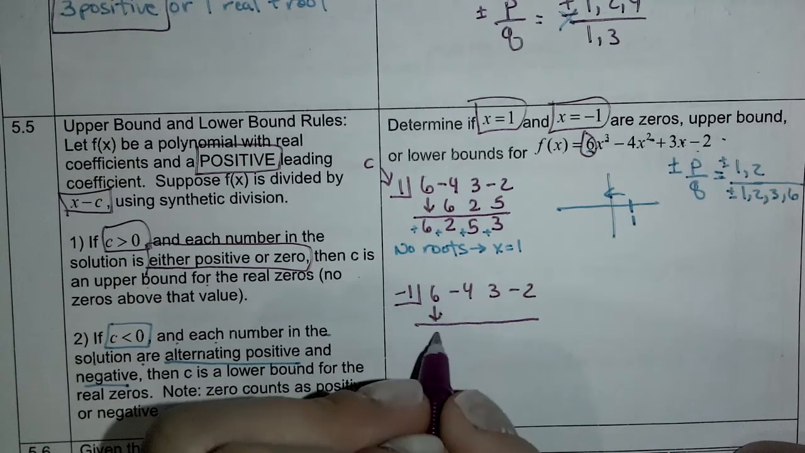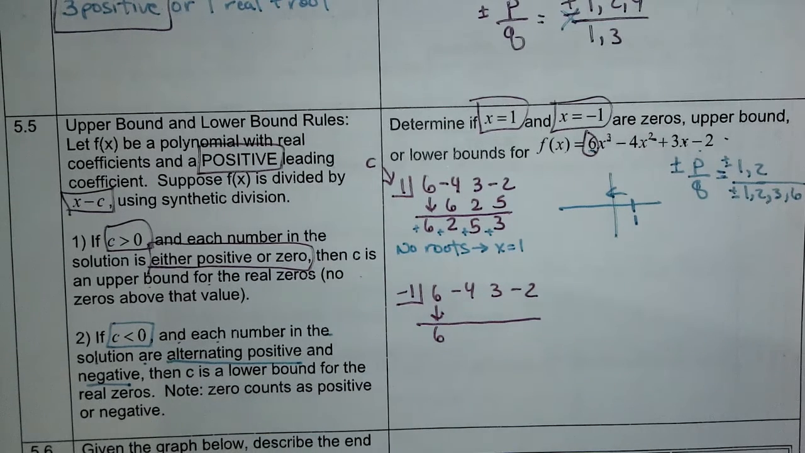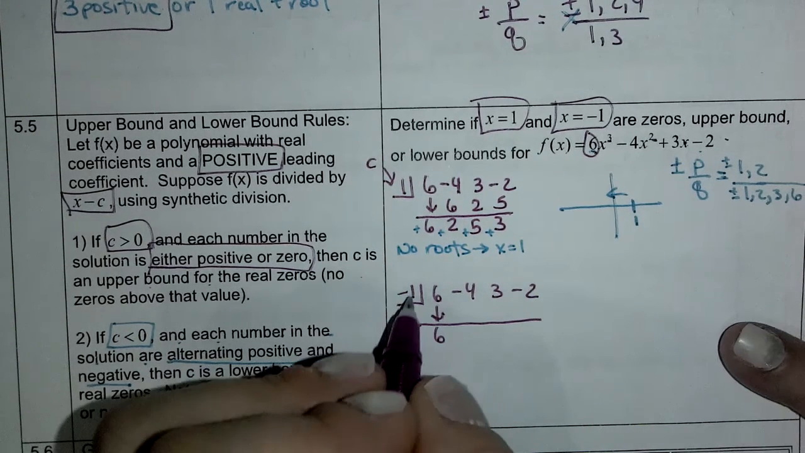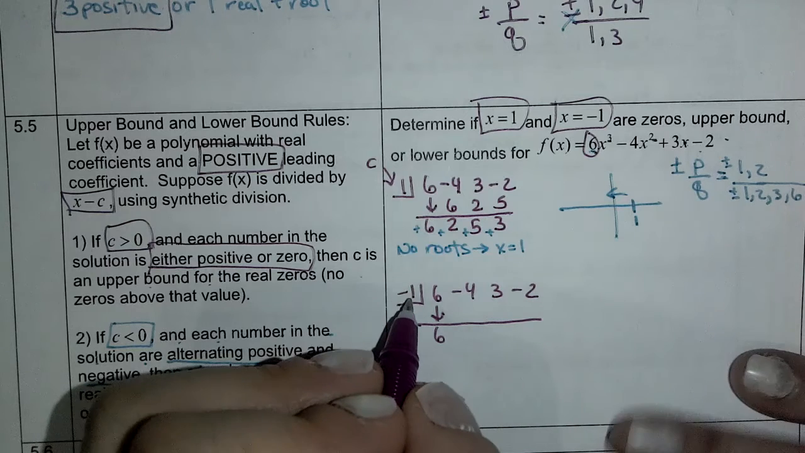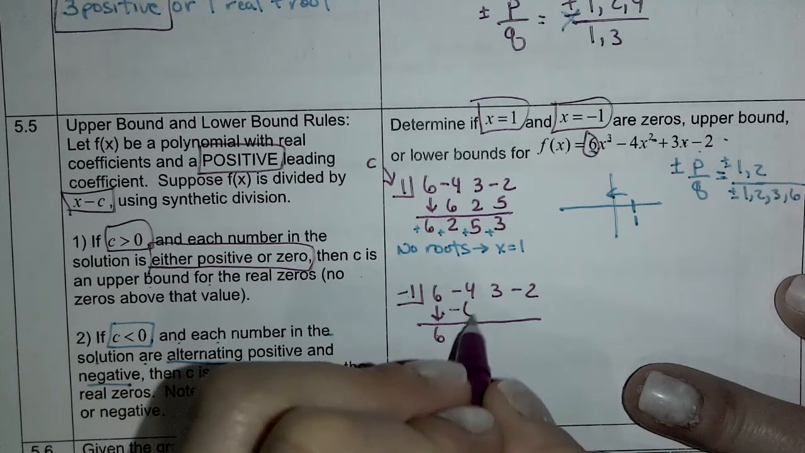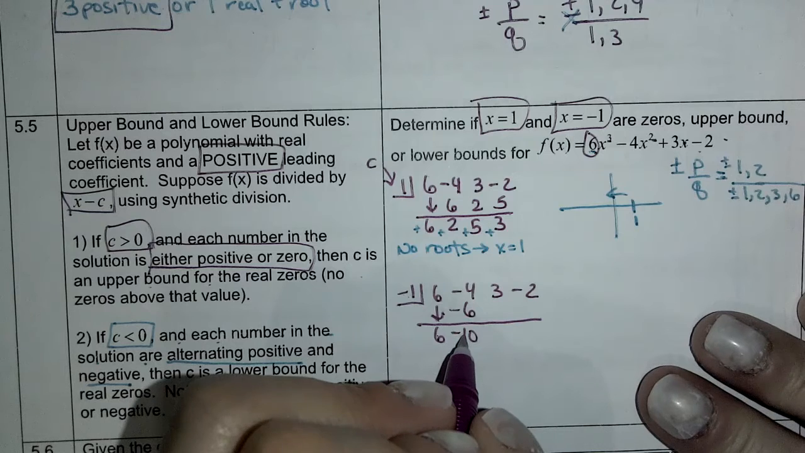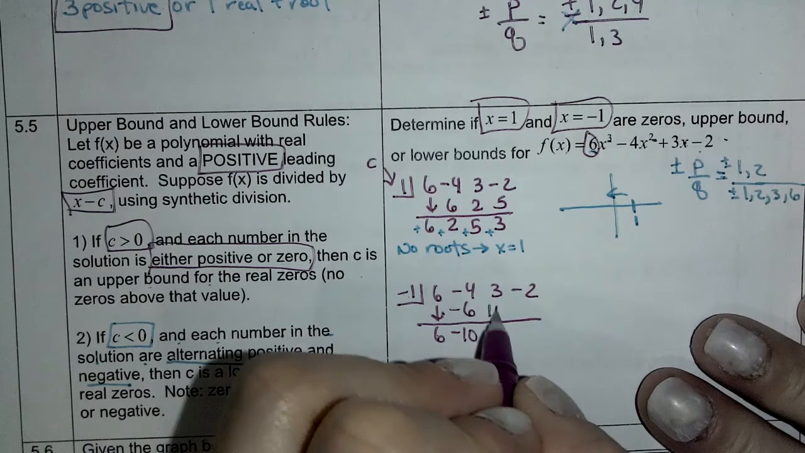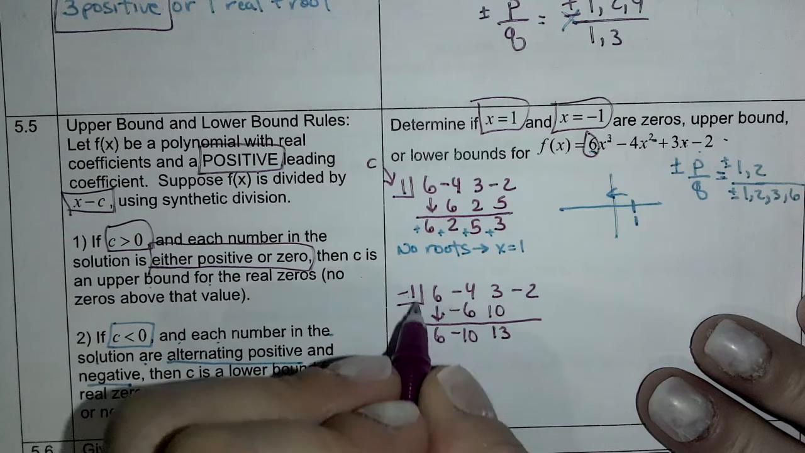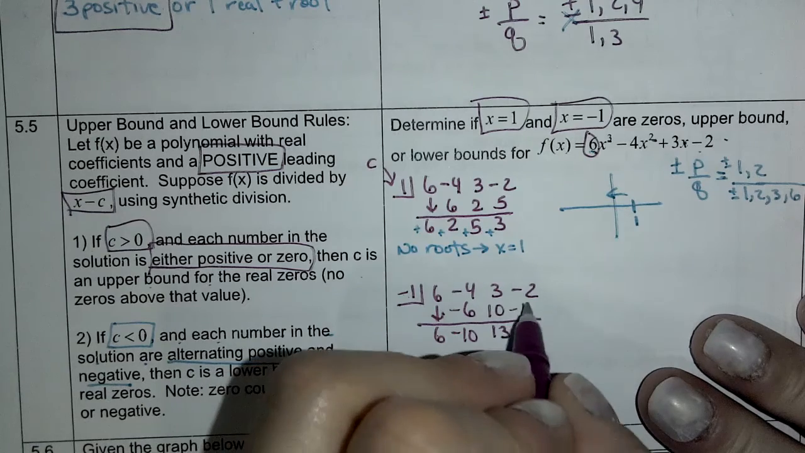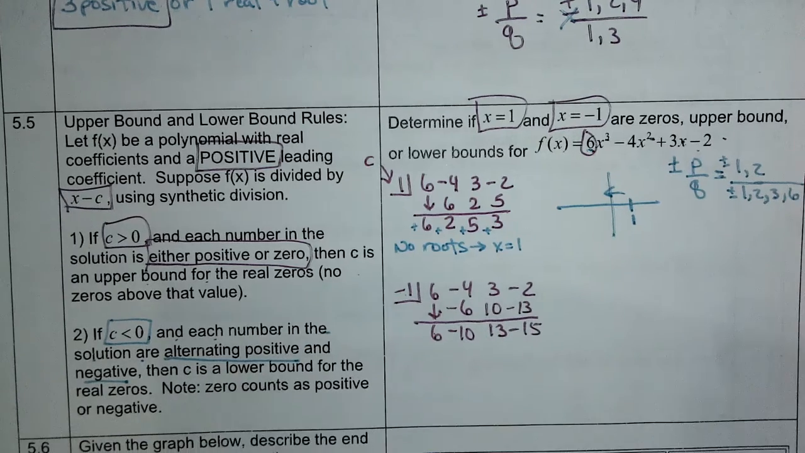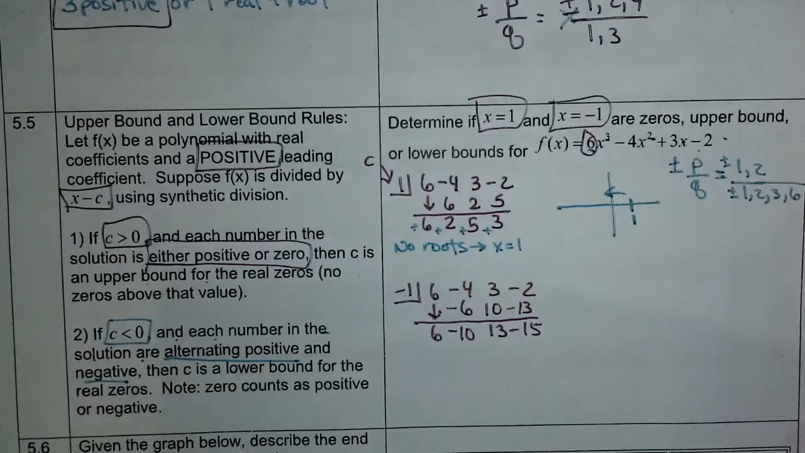Once again, this is just helping us narrow down our roots so that we can solve it by hand, because a lot of times you might have to be able to do that. Negative 1 times 6 is negative 6. That's negative 10. Negative 1 times negative 10 is positive 10. That's 13. And negative 1 times 13 is negative 13. That's negative 15. Once again, we don't care about remainders or anything else. All we care about at this point is whether it's a lower bound or an upper bound.